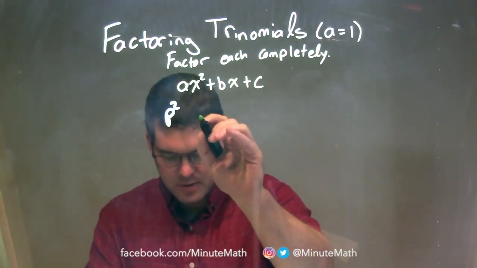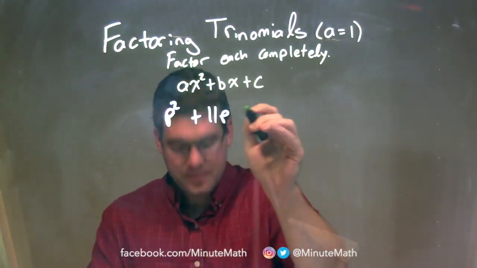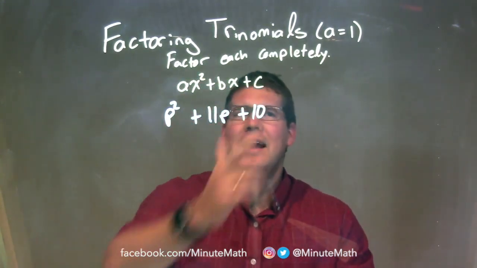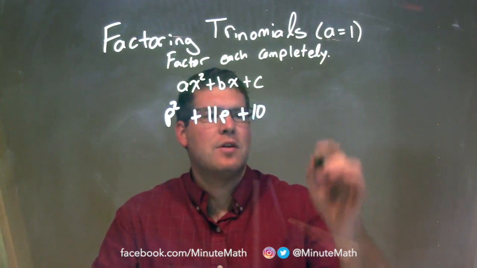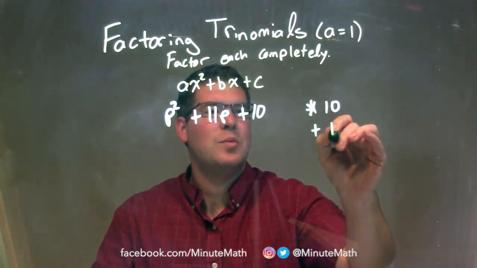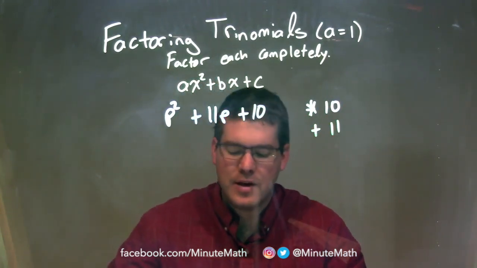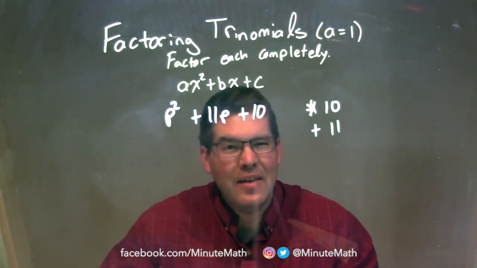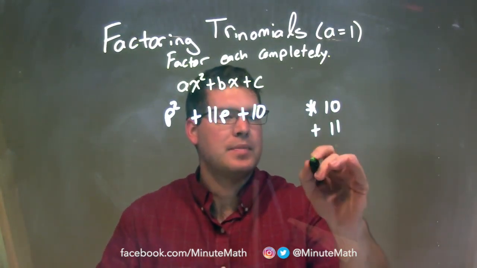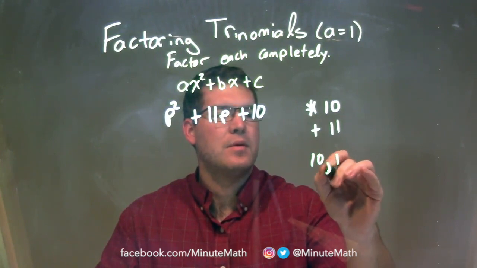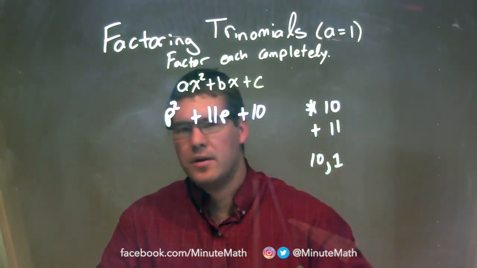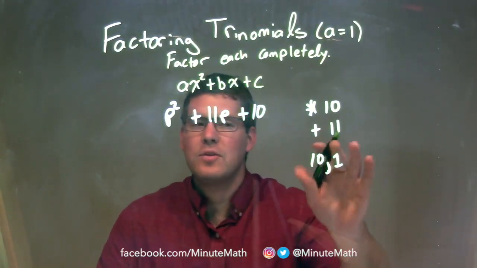P squared plus 11p plus 10. All right. Well, I have an a value of 1 here, so I'm going to ask myself this question. What two numbers multiply to be 10, but add to be 11? This one's kind of tricky, right? I'm thinking of a 10 and a 1. 10 times 1 is 10, and 10 plus 1 is 11. So we have that there.